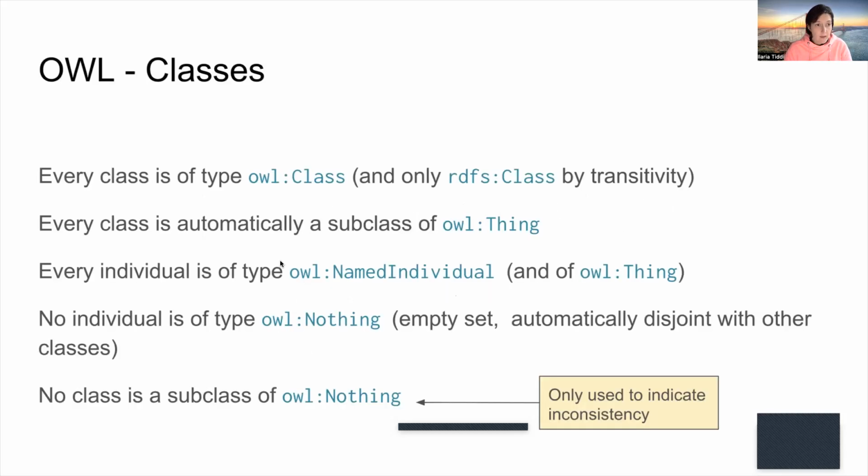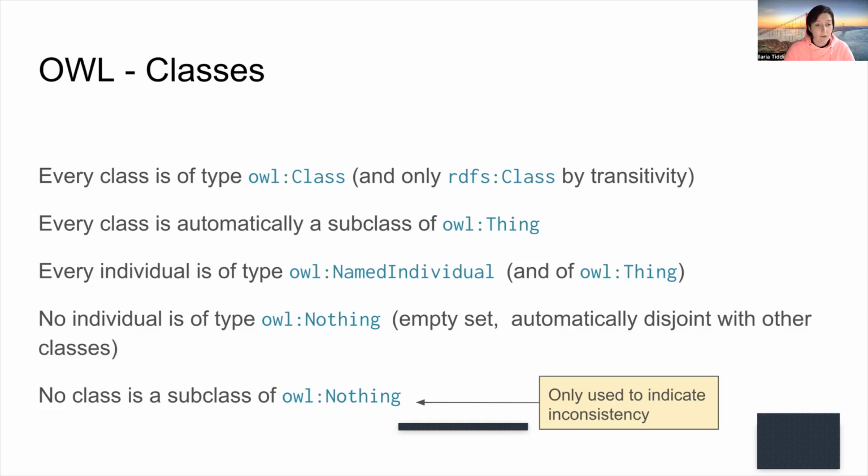Defining OWL classes is relatively straightforward. There's always one type of class you can define. Every class you create in OWL is of type OWL class. Our class has a transitive relationship with RDFS class.